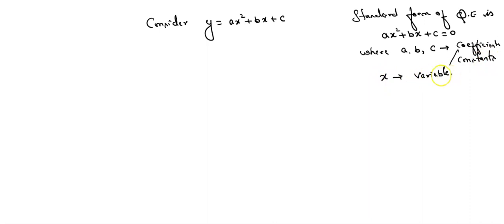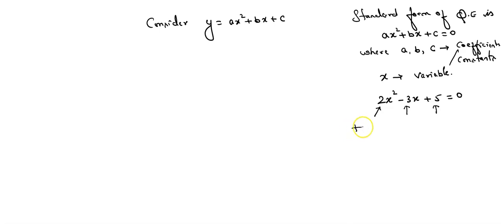So what does it mean? It means that the a, b and c values we know very well. The values which are known are called coefficients. The value which we don't know, the unknown term, is called the variable. Let me take an example. 2x square minus 3x plus 5 = 0, in which the value of a is plus 2, the value of b is negative 3 and the value of c is plus 5. These are all the known values, but here x is the variable.